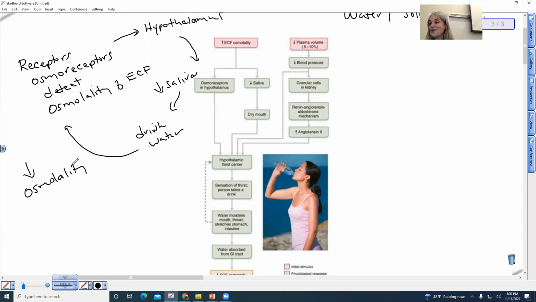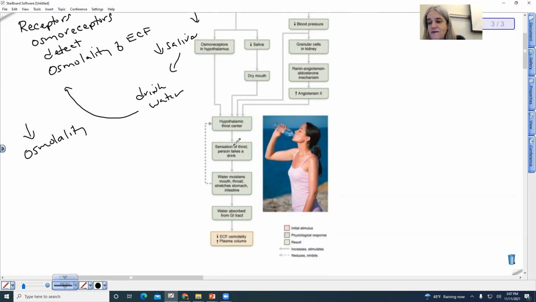So what the osmoreceptors do is they detect the increase in the solute concentrations. That would be high osmolality, and I know this is blurry, but this just shows an increase in the ECF osmolality. The osmoreceptors cause your mouth to become dry, and you're going to have a sensation of thirst, and you're going to want to drink.